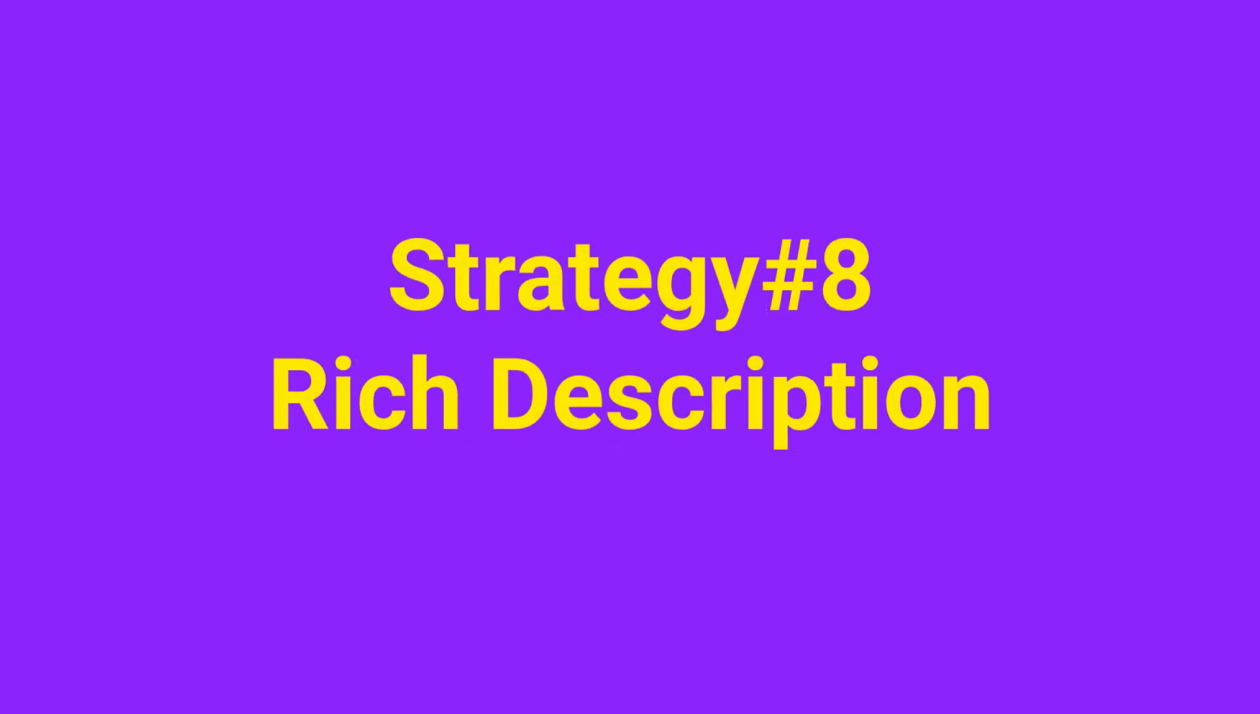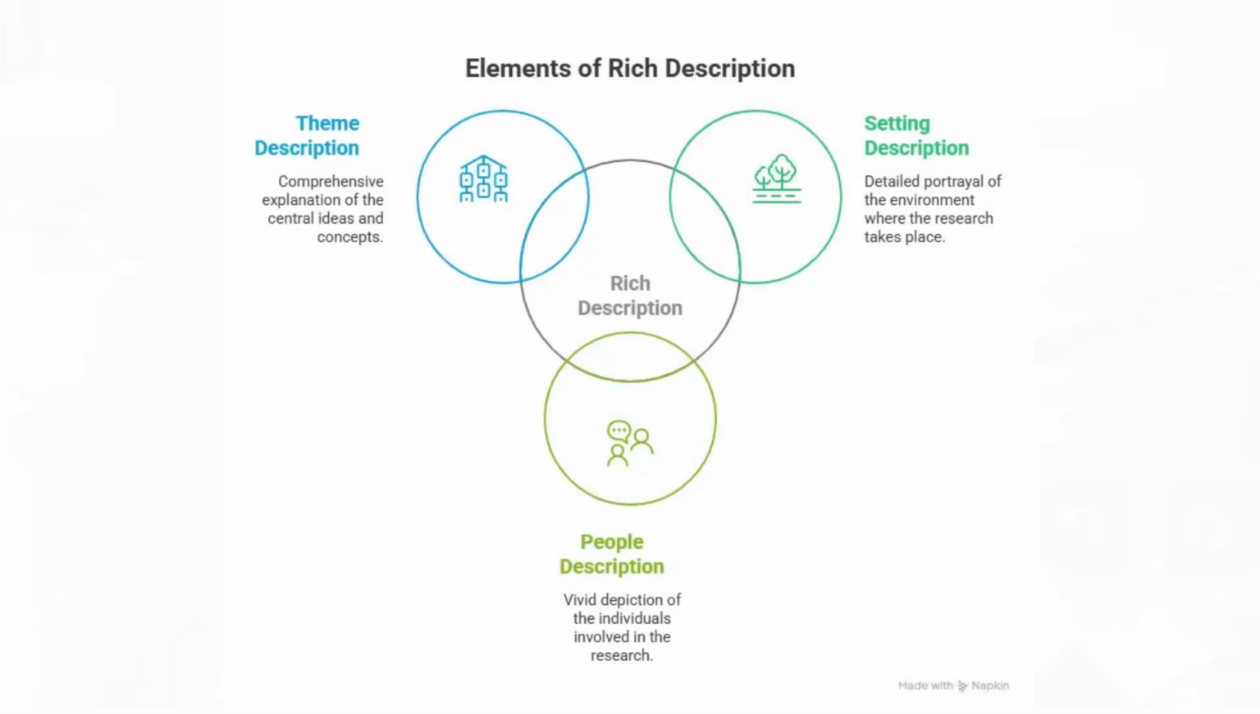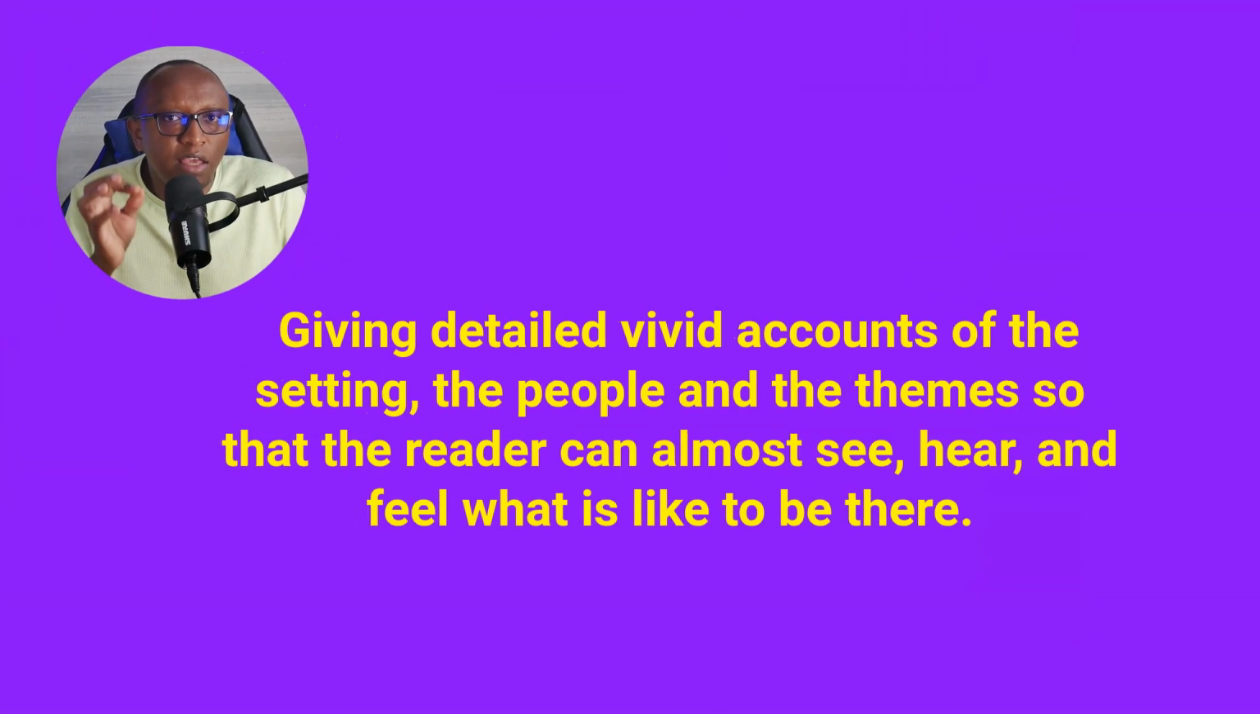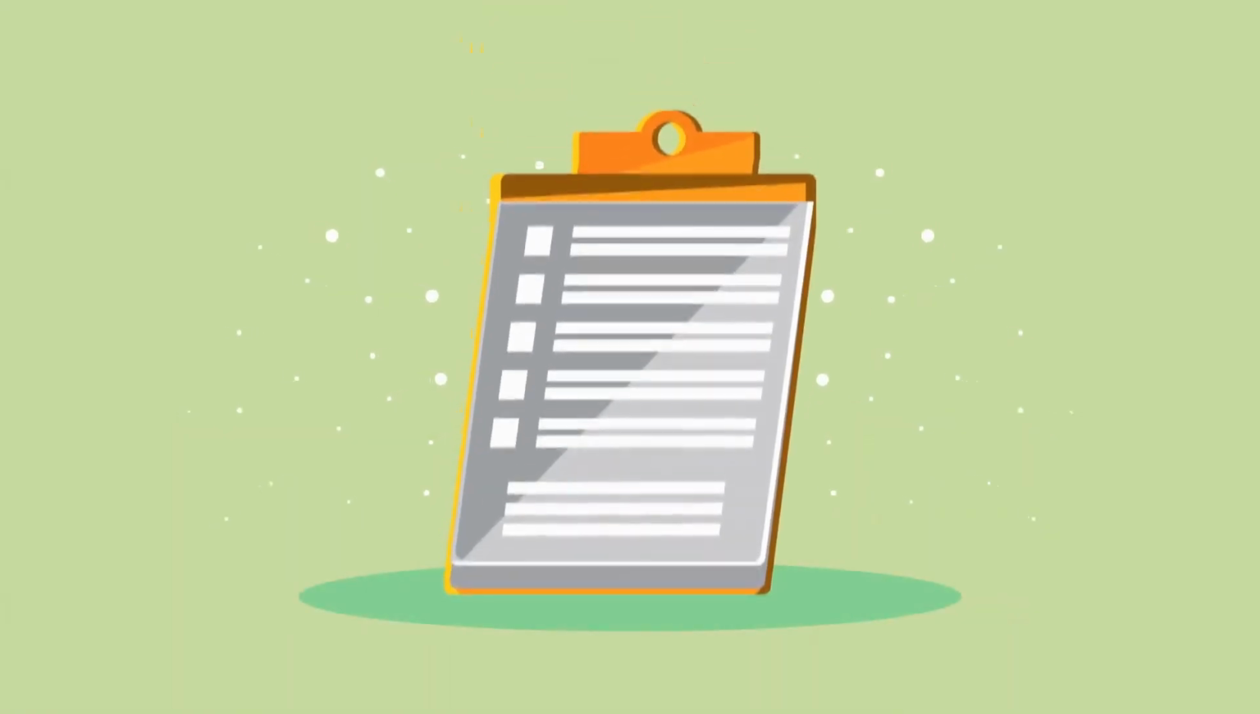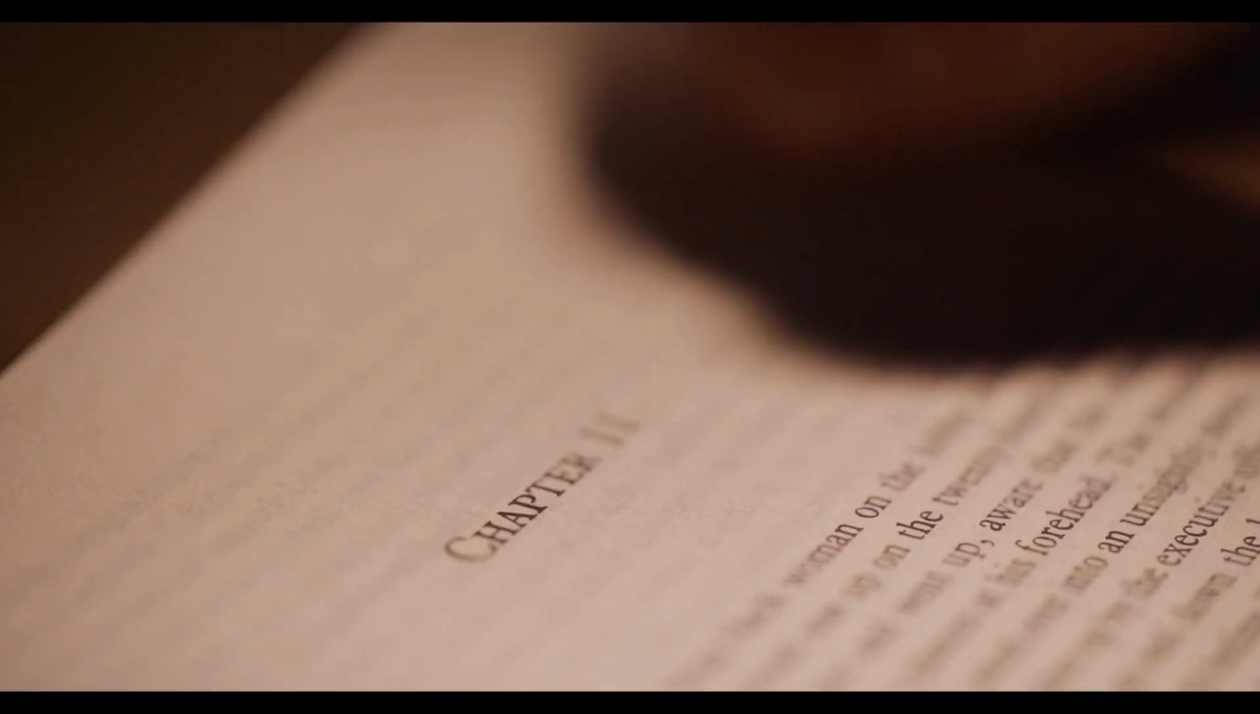Strategy number 8, rich description. The 8th strategy that you can use to ensure the validity of your findings in qualitative research is by providing rich descriptions. This means giving detailed, vivid accounts of the setting, the people, and the themes so that the reader can almost see, hear, and feel what it's like to be there. A strong description doesn't just list the facts. It pulls the reader into the scene like a story, helping them experience what the participants went through.